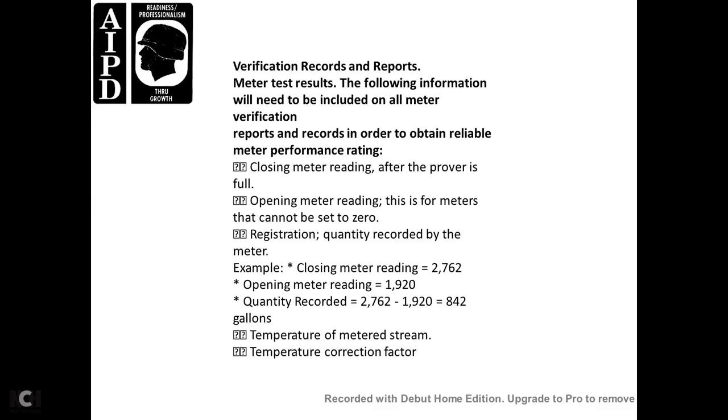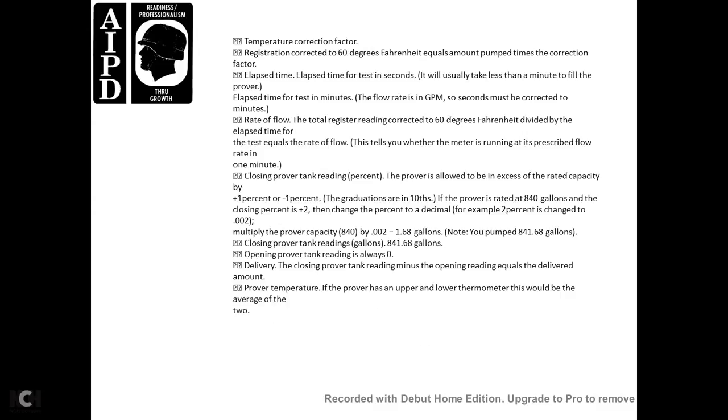Registration quantity recorded on the meter. Example: the closing meter reading is 2,762. The opening meter reading is 1,920. The quantity recorded, 2,762 minus 1,920, is 842 gallons. Next, the temperature meter and the stream temperature correction factor.